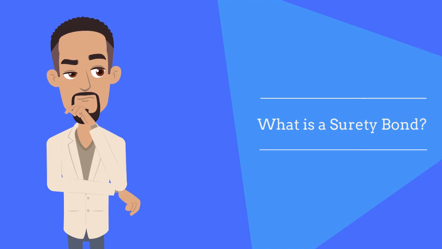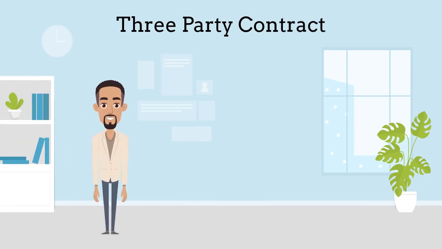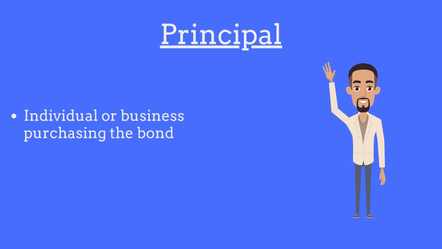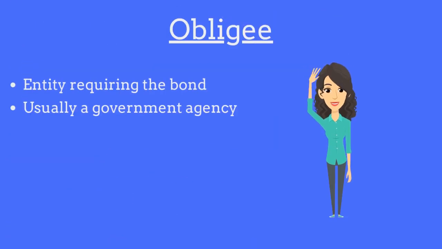What is a surety bond? A surety bond is a contract between three different parties: the principal, the surety company, and the obligee. The principal is the individual or business entity who is purchasing the bond. The surety company issues the bond to the principal and assumes financial responsibility on all claims made against the bond, while the obligee is the entity requiring the bond and is usually a government agency.